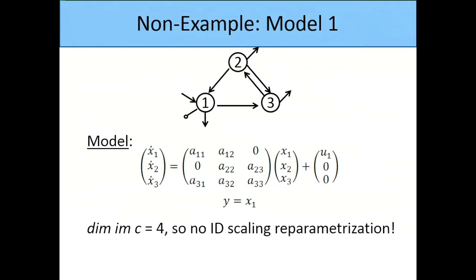Let me go ahead and demonstrate this on our two examples. So for this first model... And is it very fast to test the dimension of the image? Yeah, sure. I mean, just find the Jacobian and evaluate it, yeah, at a generic point.